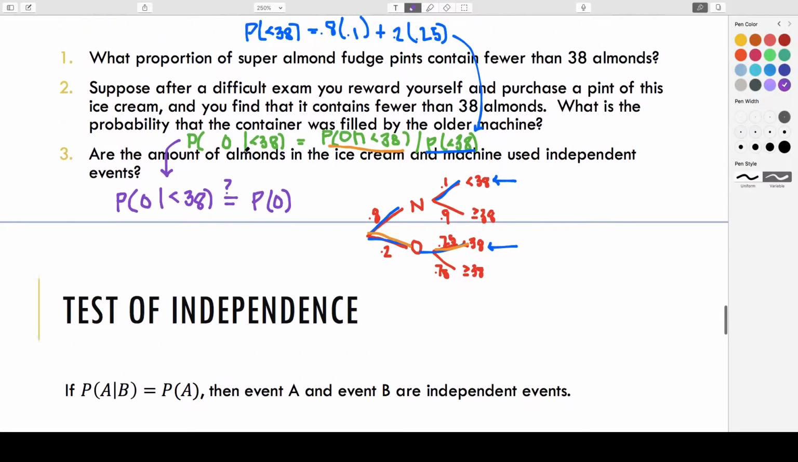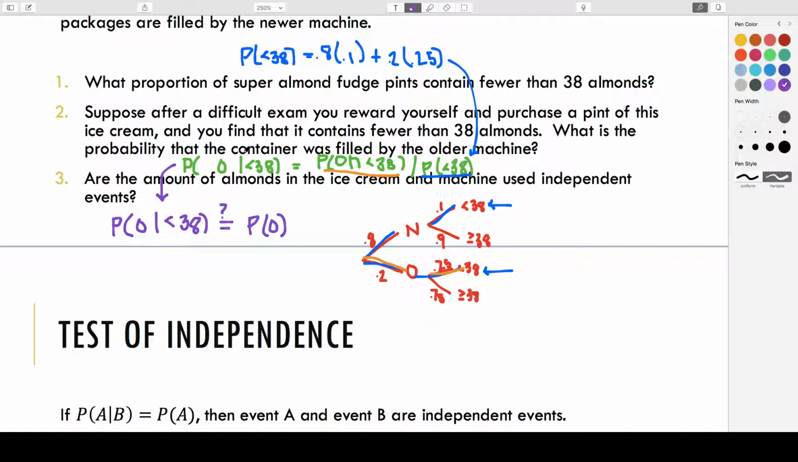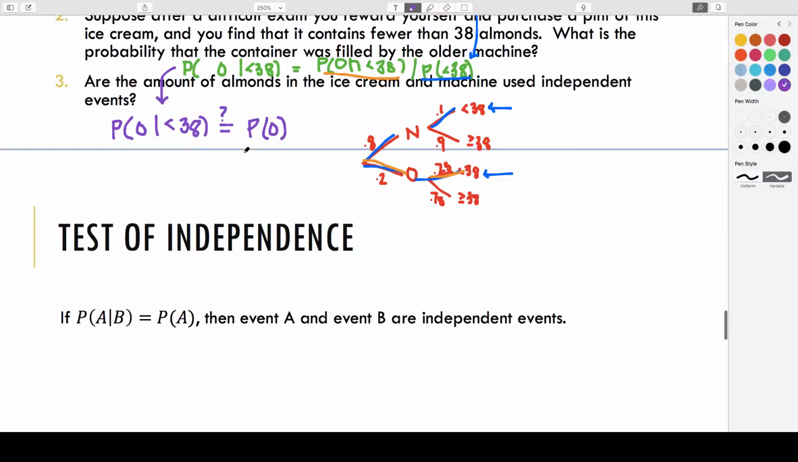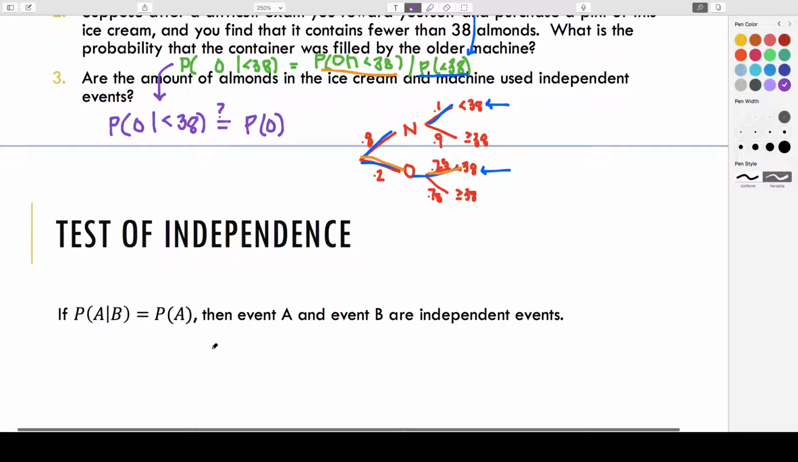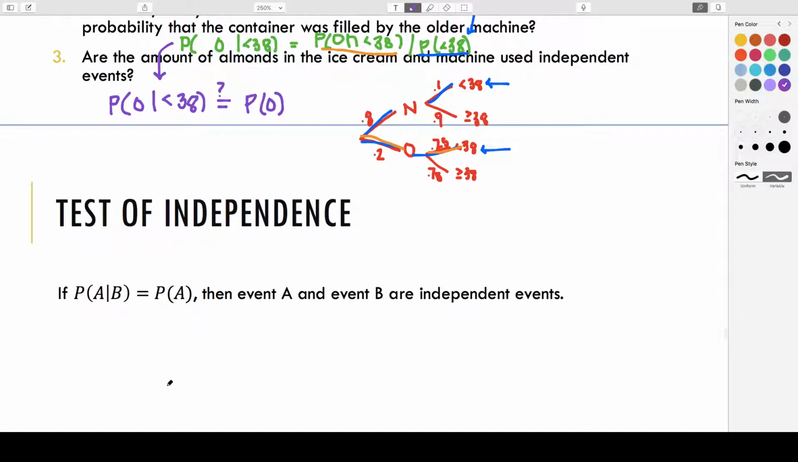In your FRQs tonight, you'll get one of these to practice. If that is not on your formula sheet, you'll need to know that. The thing to remember is that it shouldn't matter what's given. The probability of A should be the probability of A, no matter what's given.